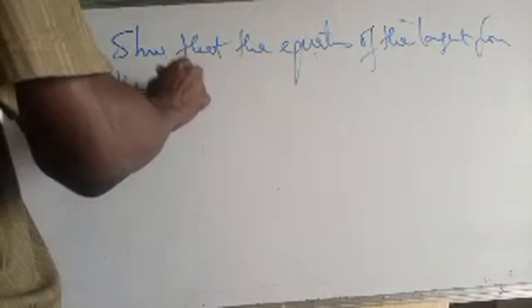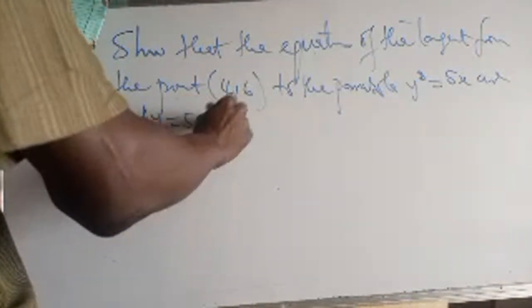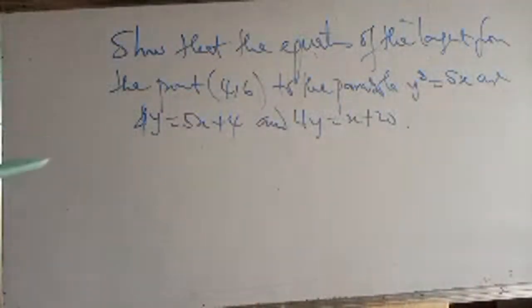Let me quickly write the question for you. Show that the equations of the tangents from the point (4, 6) to the parabola y squared equals 5x are 4y equals 5x plus 4 and 4y equals x plus 20.